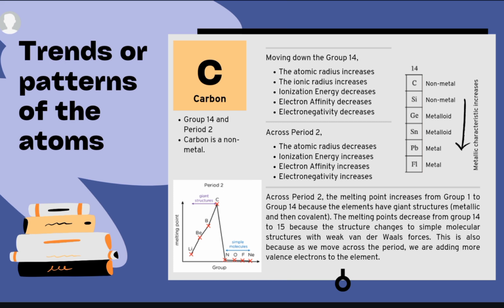Across period 2, the melting point increases from group 1 to group 14 because the elements have giant structures, metallic and then covalent. The melting point decreases from group 14 to 15 because the structure changes to a simple molecular structure with weak van der Waals forces. This is also because as we move across the period, we are adding more valence electrons to the element.